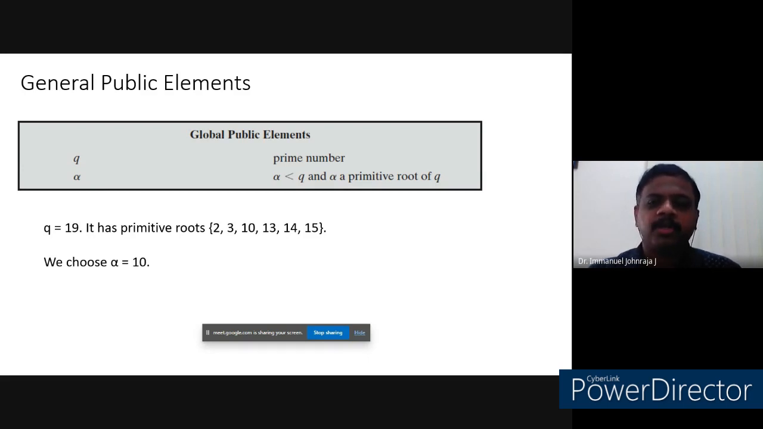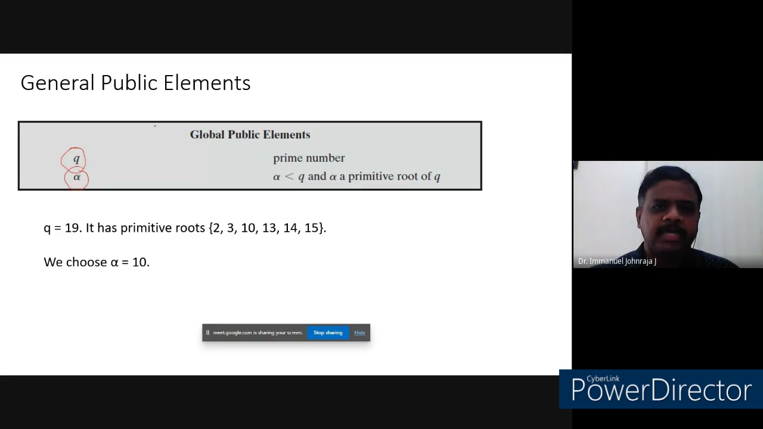What is that primitive root of Q? If you take alpha power 0, then alpha power 1 mod Q, then alpha power 2 mod Q, up to alpha power Q minus 1 mod Q, and calculate, you will have all the values ranging from 1 to Q minus 1 in some permutation, right? So that is what a primitive root of a specific value Q is. So alpha is taken. Q and alpha are not new to us. These are the two values for the global public elements.